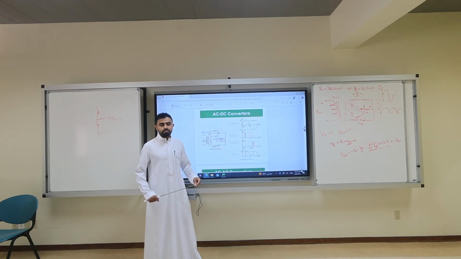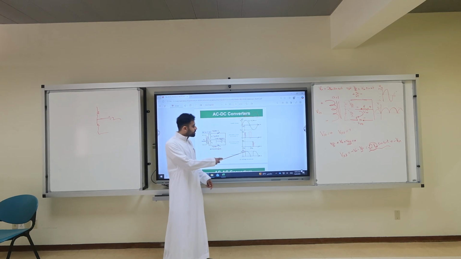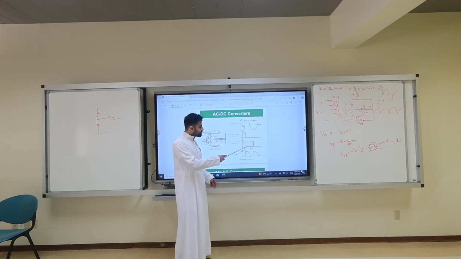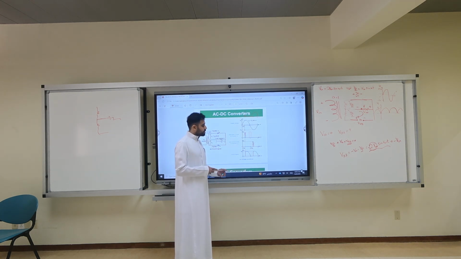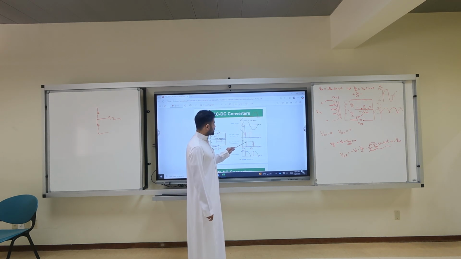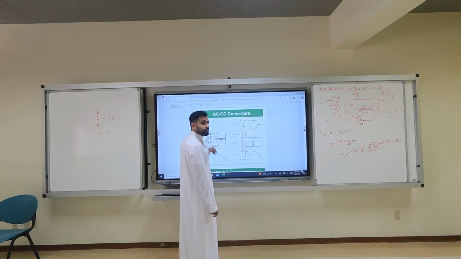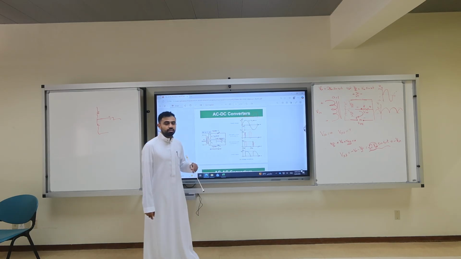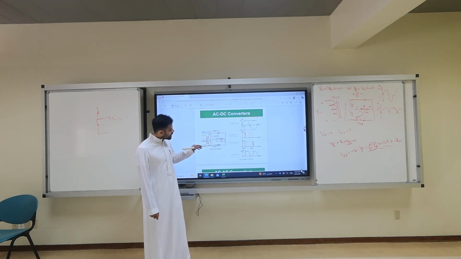Even if you put a pulse here on T2, this will not conduct, because you have to have a negative voltage. Let's say you fire it here, still this will not conduct because of negative bias. It has to be higher than the cathode.